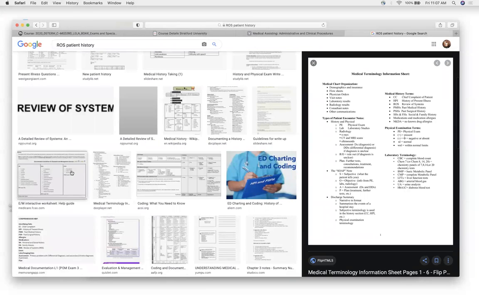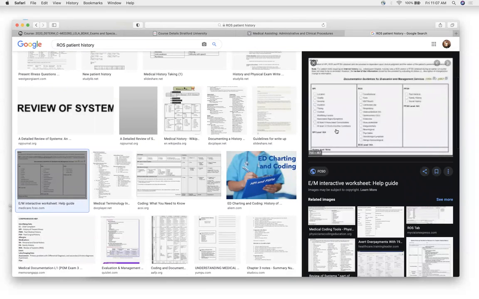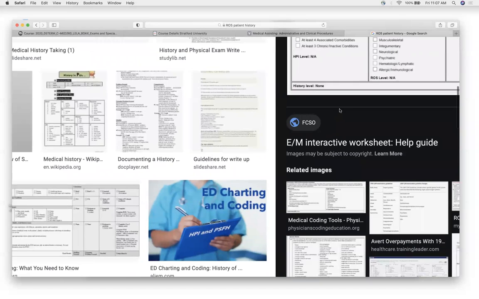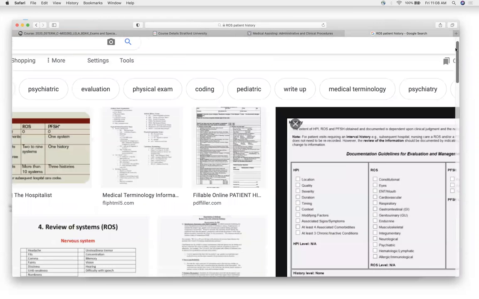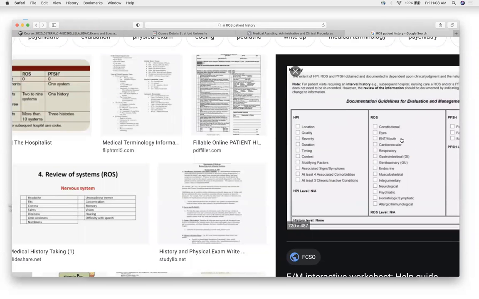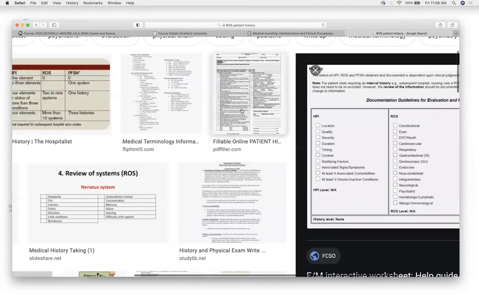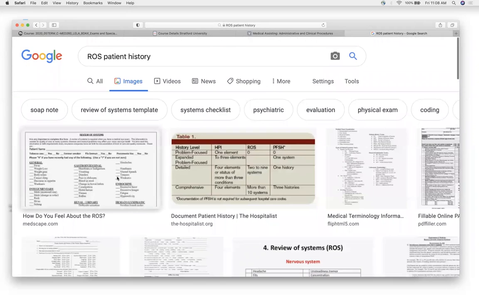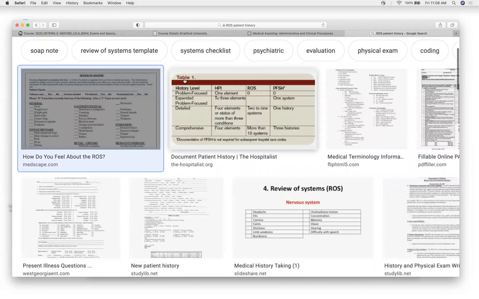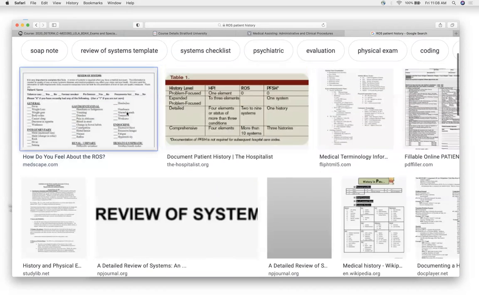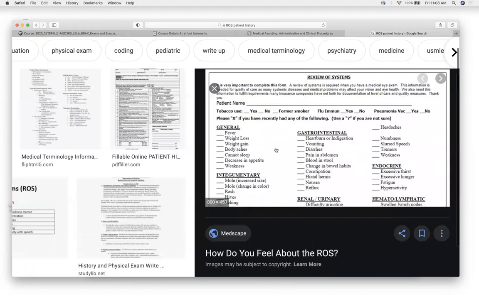Here's another one that looks like an ROS. Here's an ROS. Or heck, let me just... Okay, maybe you guys could see this way. Or what I always do, silly me, I can do this. Okay, oh, here it is, wait.